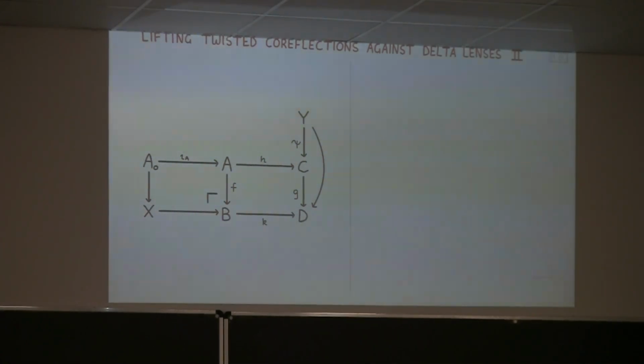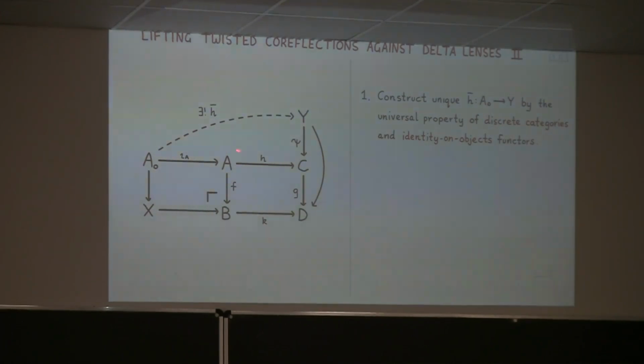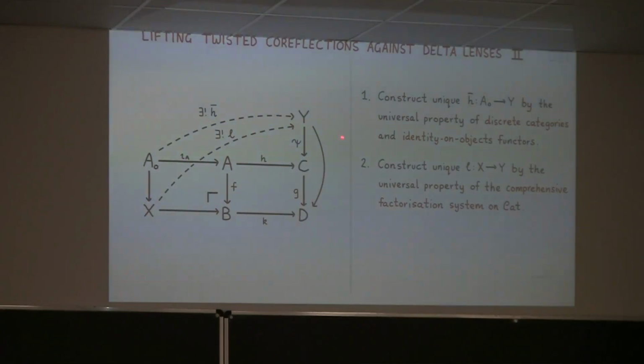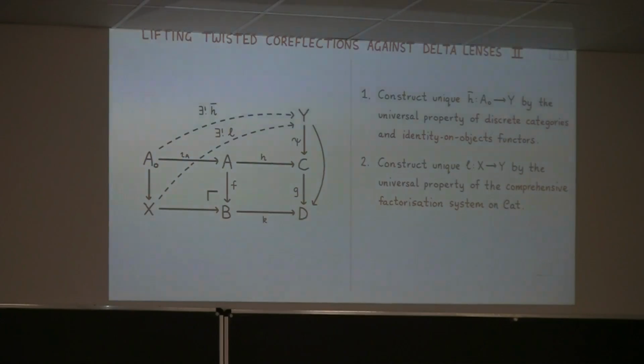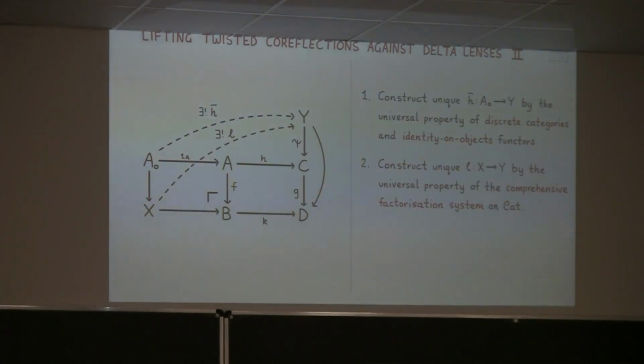And we can construct the lift in three simple steps. The first step is to use the universal property of discrete categories and bijective objects functors to construct a unique functor like this, making this diagram commute. The second step is to construct a unique functor L using the universal property of the comprehensive factorisation system, because this outer morphism here is a discrete opfibration, and this morphism here is an initial functor. So they're the two classes of the comprehensive factorisation system. So we can construct this canonical lift here, like so. And then finally, we use the universal property of the pushout to get this functor J from B to C, making these two smaller triangles here.